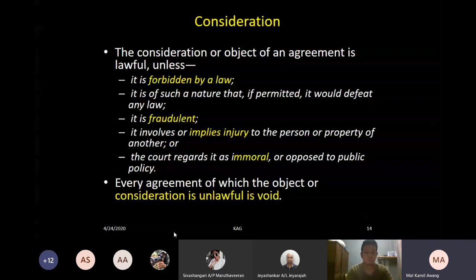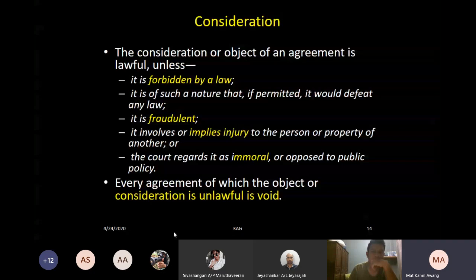So this is actually the consideration that I mentioned just now. The consideration or object of an agreement is lawful unless it is forbidden by the law. The consideration must be lawful. Money must be lawfully acquired. For example, the house that you want to sell must be legally owned. If it's forbidden by law, then it cannot be a consideration. You cannot pay using drugs, for example.